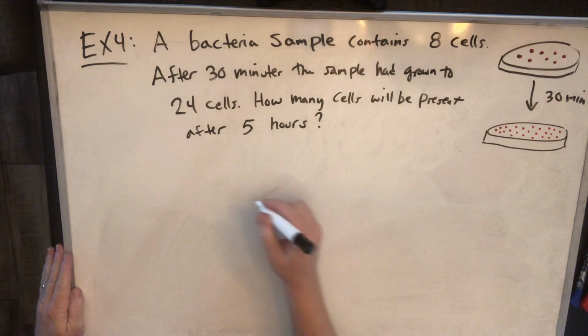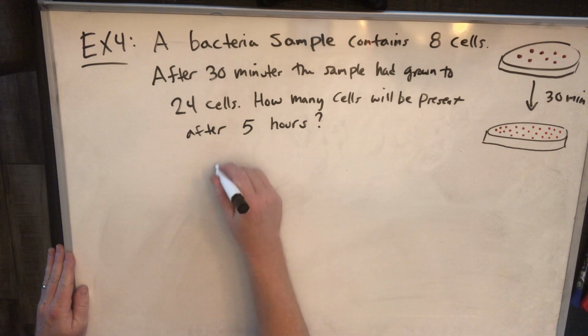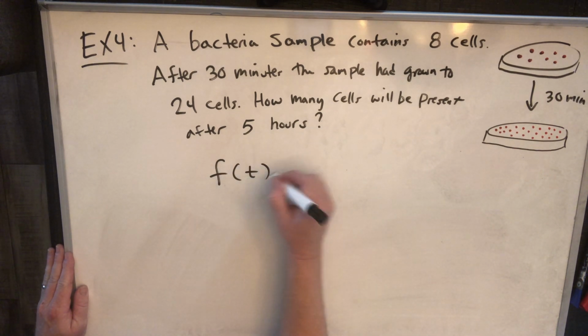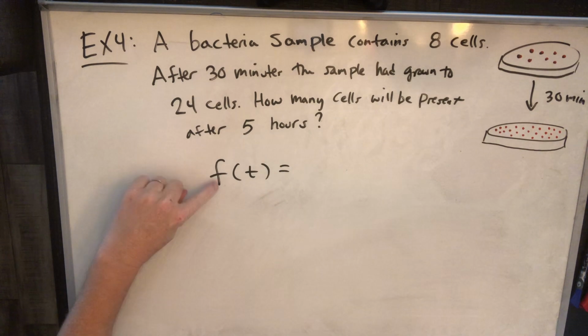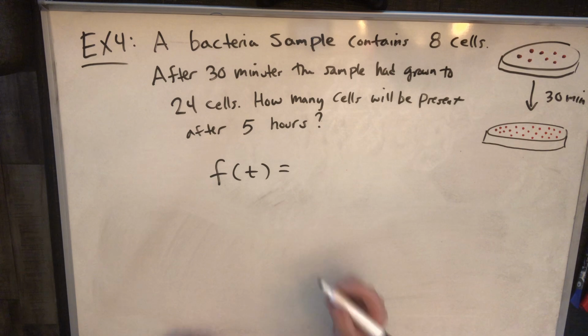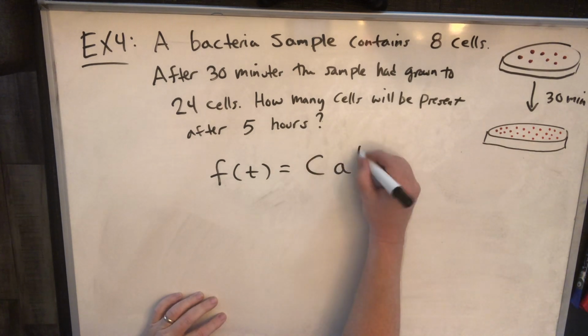So what do we got? We got f of t, or you could just call it y if you like. You can also call it p of t for population.